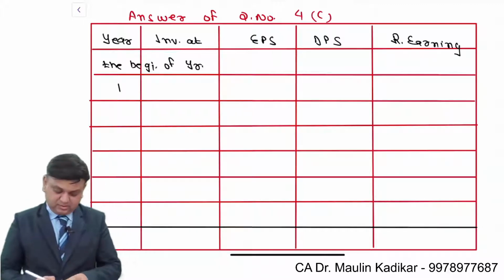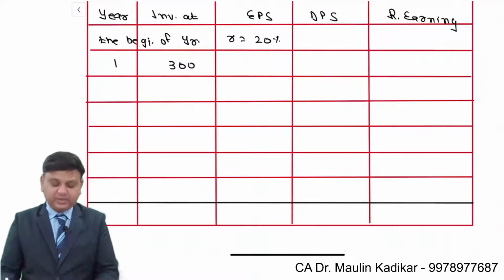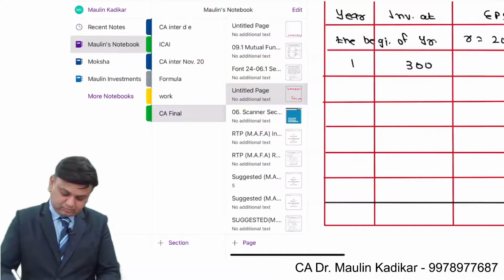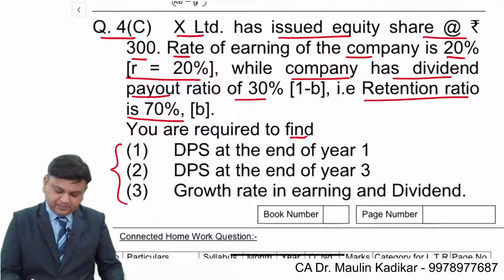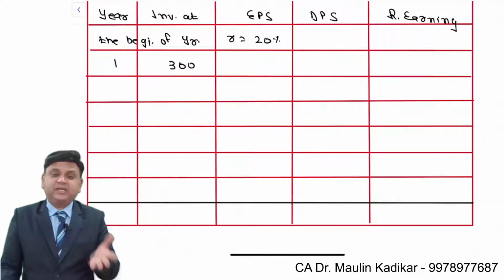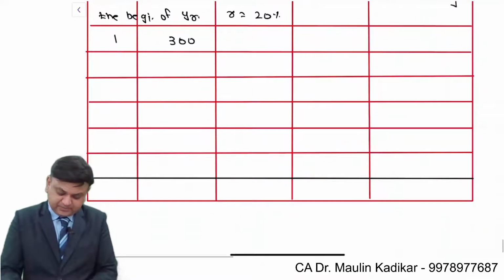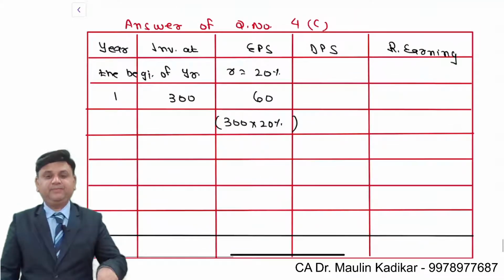First year beginning. We understand that the investment is made in the business 300 rupees. R is 20%. We can see that the question is providing the information that the rate of earning of the company is 20%. So over here, the company is able to earn at the rate of 20% from the business. So in that case, it is 300 rupees into 20%. The company's earning per share would be 60 rupees. That is the way the EPS will be calculated, 60.